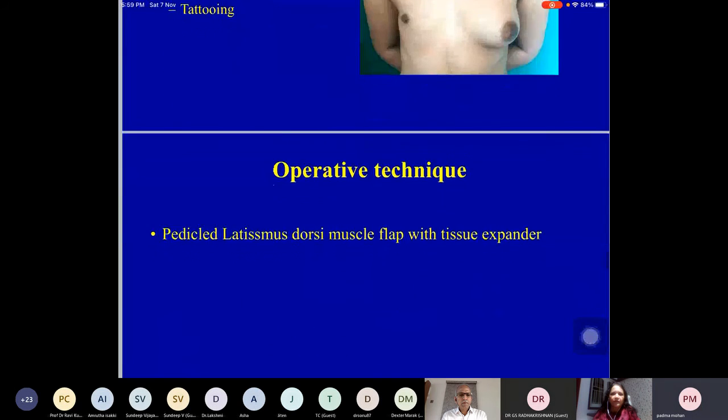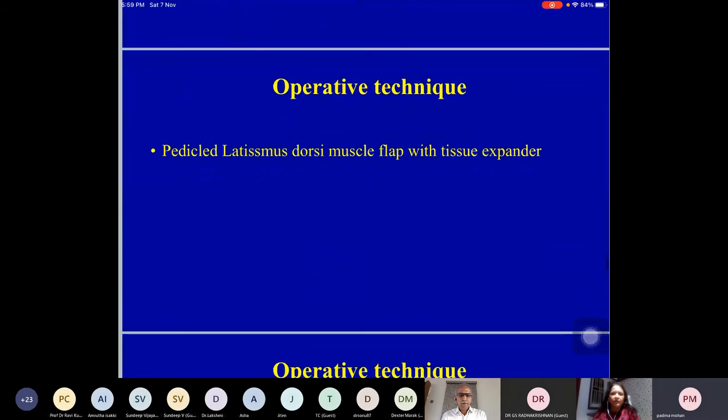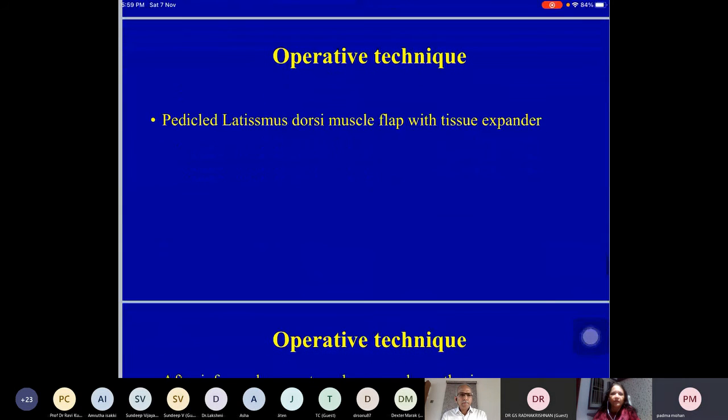Okay. And coming to the operative techniques, I've just written about the pedicle latissimus dorsi muscle flap with the tissue expander. Can I go ahead with that, or we'll discuss? Dr. Boy, should we continue with that particular option?